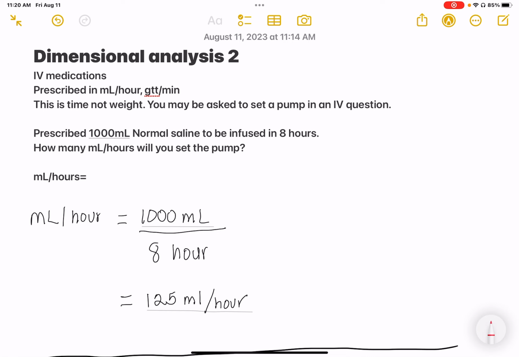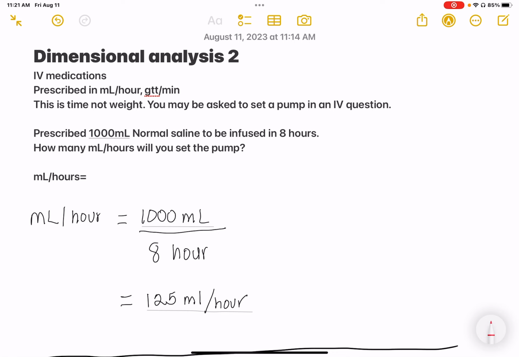The first one we're going to look at is when the patient is prescribed 1,000 milliliters of normal saline to be infused in 8 hours. And the question comes, how many milliliters an hour will you set the pump? In milliliters per hour, you want to write that on the left side, just as we talked about with other dimensional analysis problems. And then you'll get milliliters an hour. Remember, you want to look for what you have in the problem that'll go with that question that you're looking for. So we have 1,000 milliliters over 8 hours.